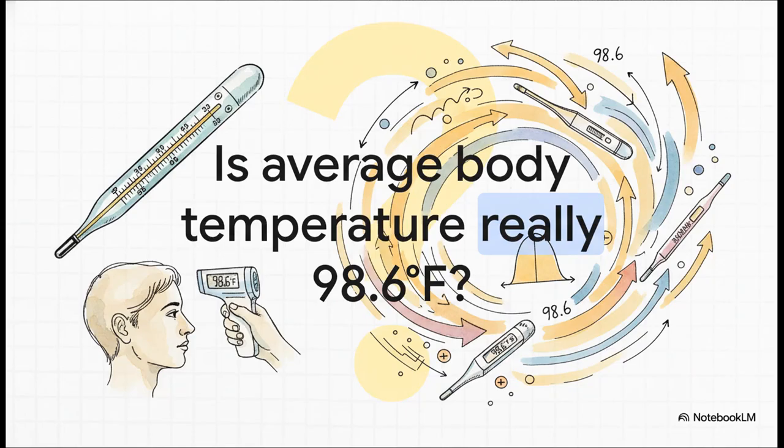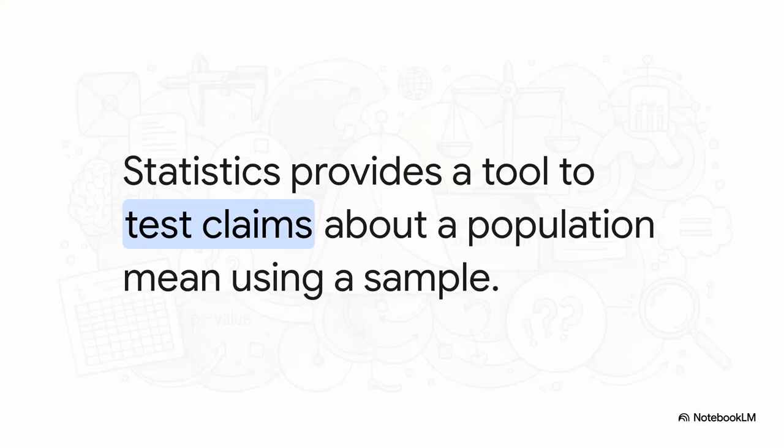So let's kick things off with a question you've probably heard your whole life. We've all been told that 98.6 degrees Fahrenheit is normal human body temp. But is it really? I mean, how would you even know for sure? Well, instead of just taking someone's word for it, we can actually use data to get a real evidence-based answer. And the tool for this job? It's the t-test. It lets us put common knowledge, like this, on trial.